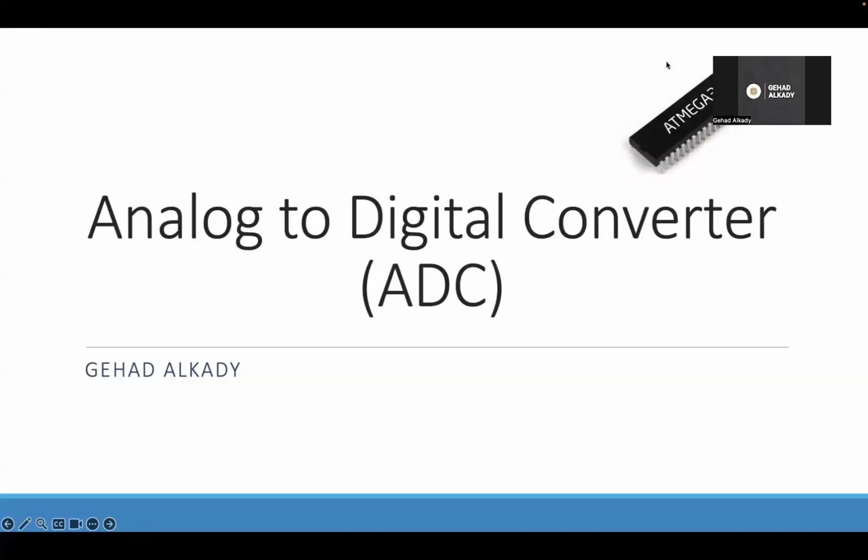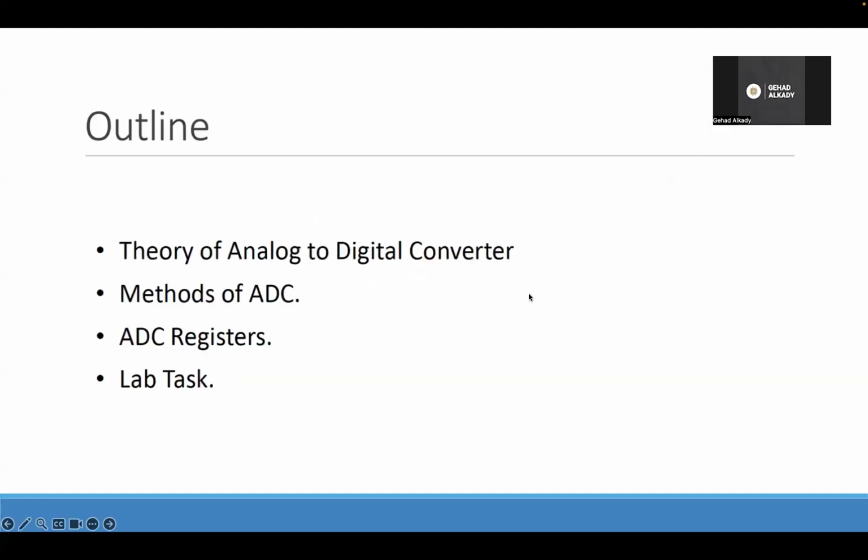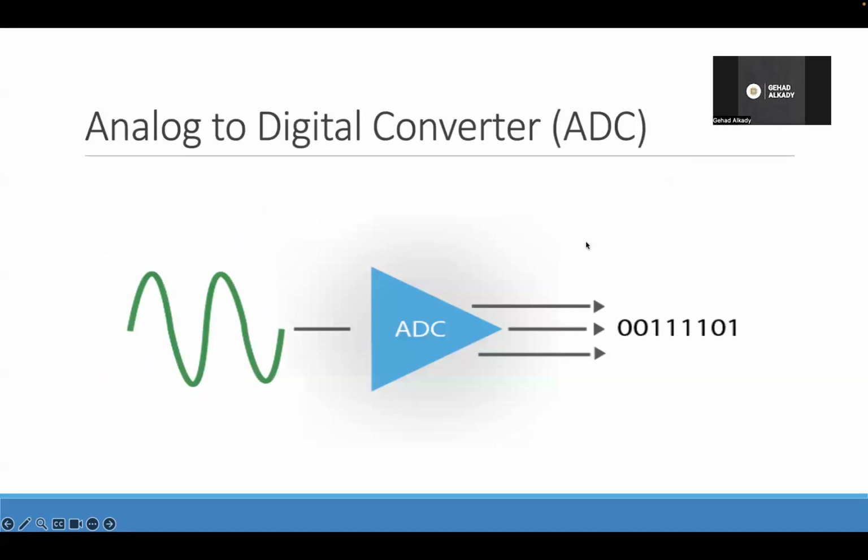In this video, I will talk about analog to digital converter, ADC. The ADC, analog to digital converter, converts the analog signal in terms of voltage, as you see here on the figure, to a binary form or digital form, zeros and ones.